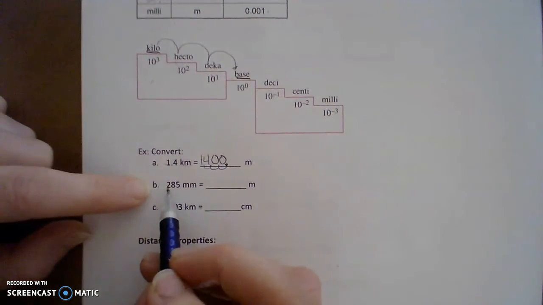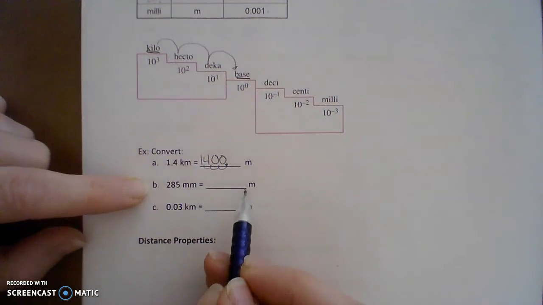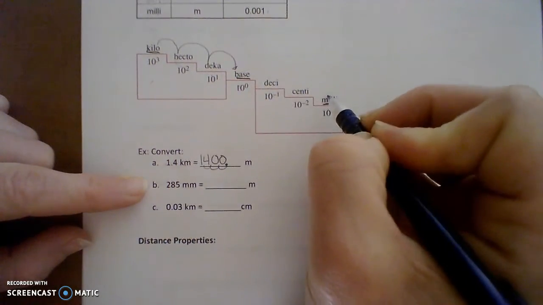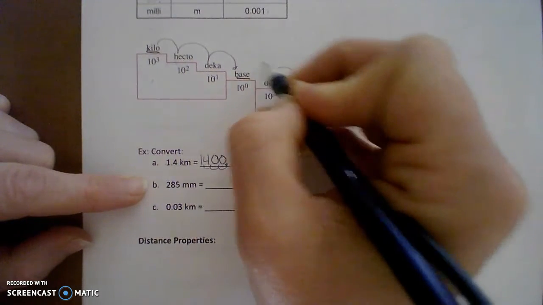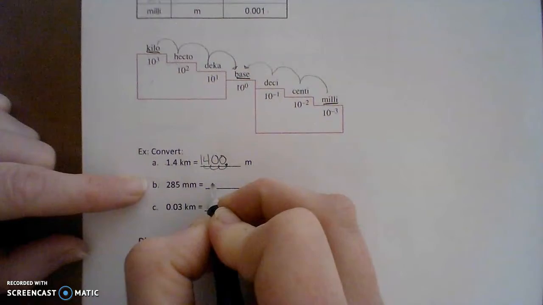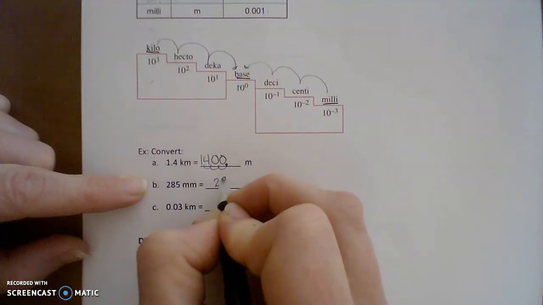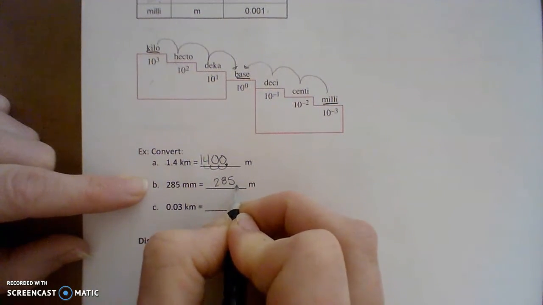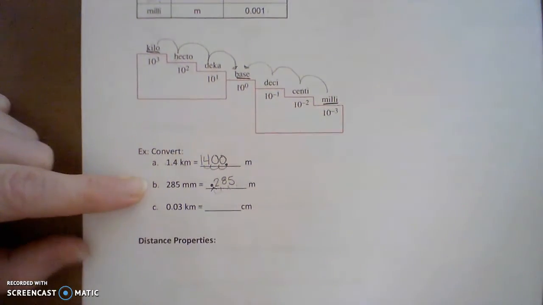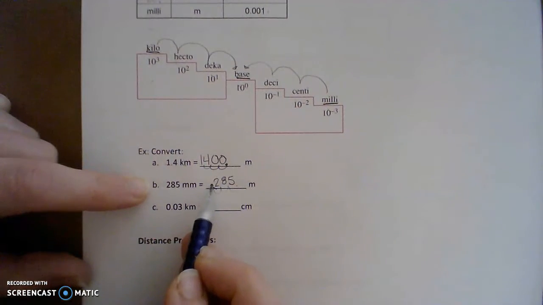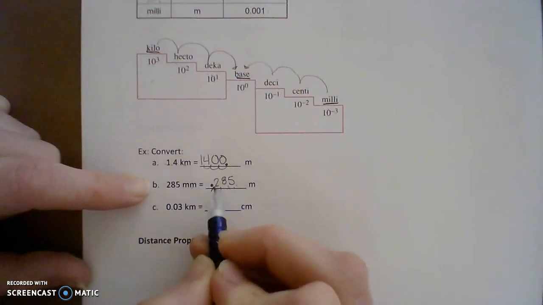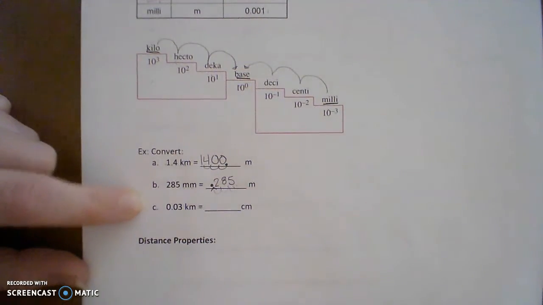All right, let's go a different direction. 285 millimeters. How many meters is that? So starting at millimeters, going back to the base unit, which is meters, we'll go 1, 2, 3 units to the left. So here our decimal point is behind the 5. So let me go ahead and write down these numbers. Decimal point was here. We're going to move it 1, 2, 3 places to the left. So now your decimal point is right before the 2. So 285 millimeters is the same as 0.285, or 285 thousandths of a meter.